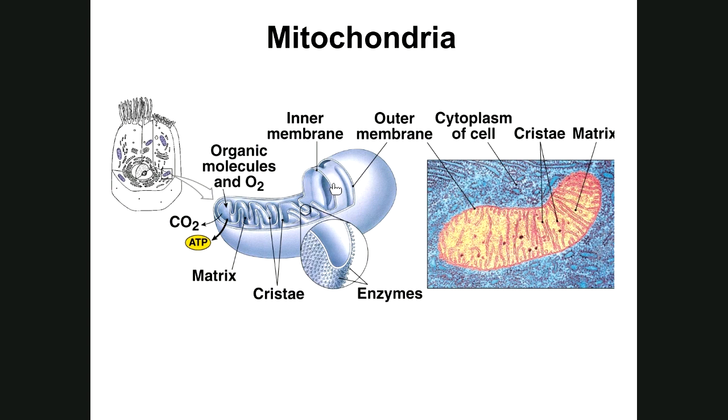You cut this inner membrane away so you can look at the inside, and the inside area is called the matrix. And you can see over here it says organic molecules and O2 will enter. Coming out will be carbon dioxide and ATP. Okay, now not all ATP, but the vast majority.